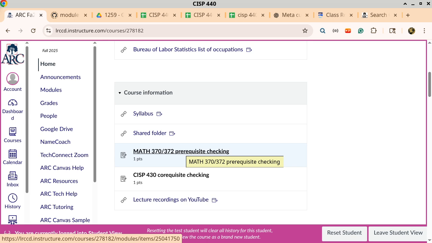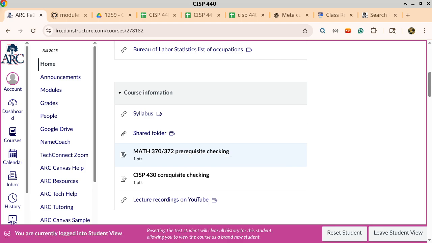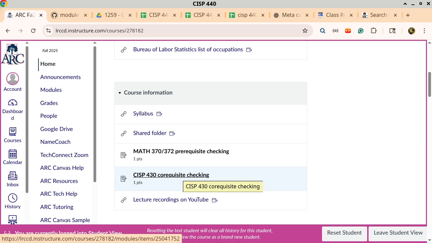If you go to your grades and you don't see 1/1 for this assignment, that means you have to do something about it. The instructions of what you should do about it are already in the assignment itself, so check that. The other one is a little bit different because most people in this class have not taken CISP 430 in a previous semester. I think like three people have taken that class already, but the rest of the class have not.